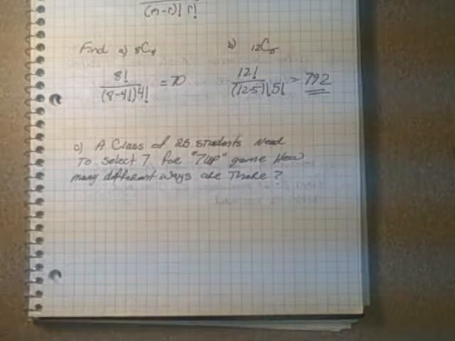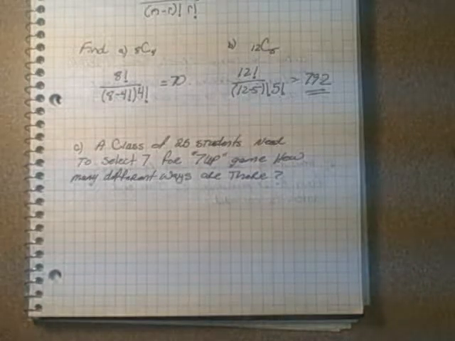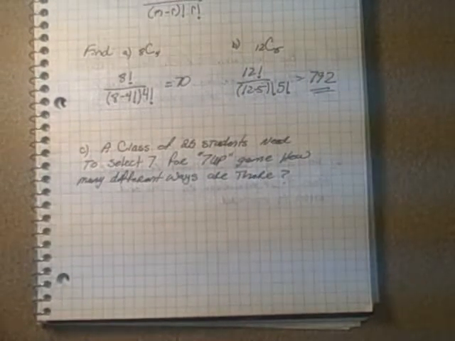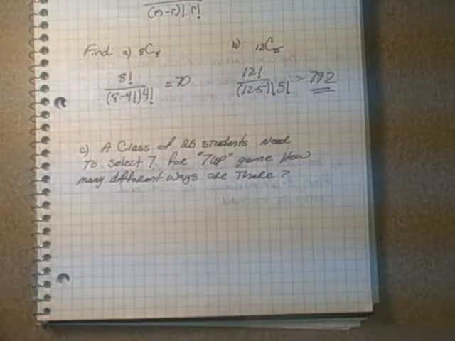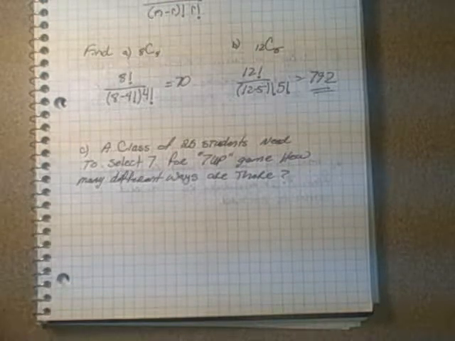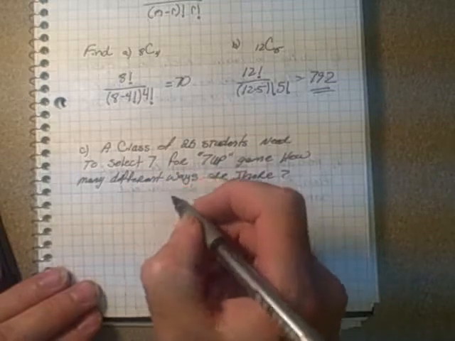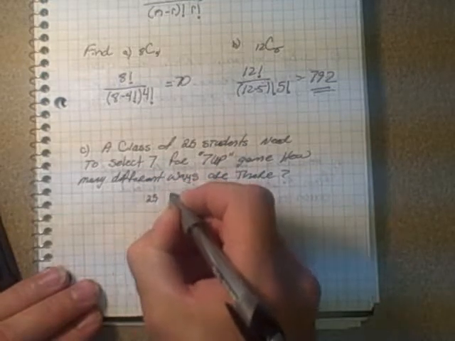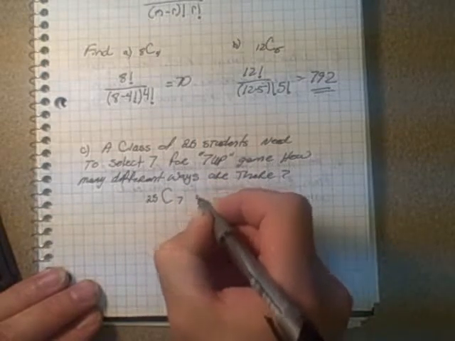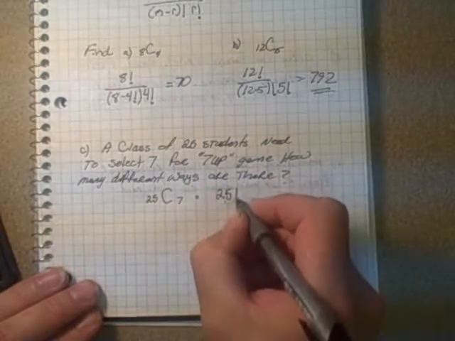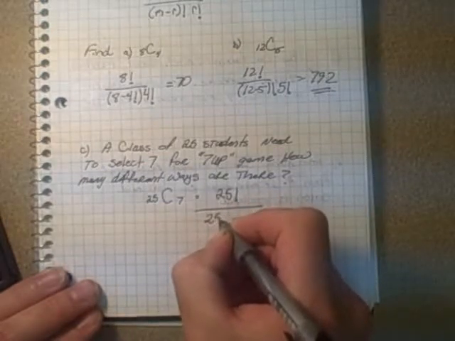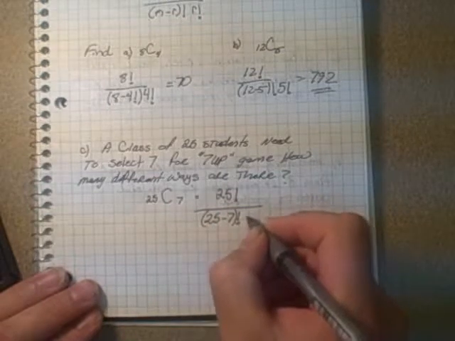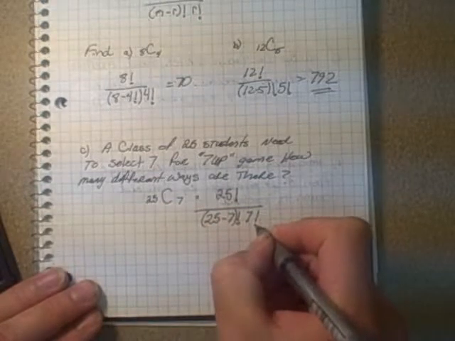A class of 25 students need to select 7 for the 7-Up game. How many different ways are there? Okay, so this would be simple. We have a set of 25 to choose from, and we want to pick 7 of them, in any order. So that means we have 25C7, which equals 25 factorial over 25 minus 7 factorial and 7 factorial.